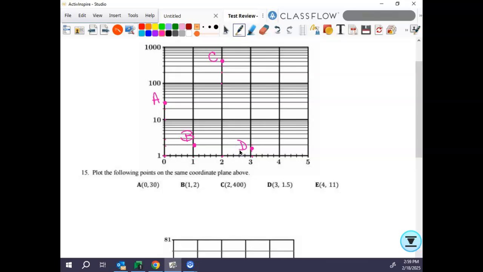All right, then 4, 11. So here is 4. This is 10. This is not 11. That's 20. So 11 is just going to be a little past that, kind of like there. And that's E.